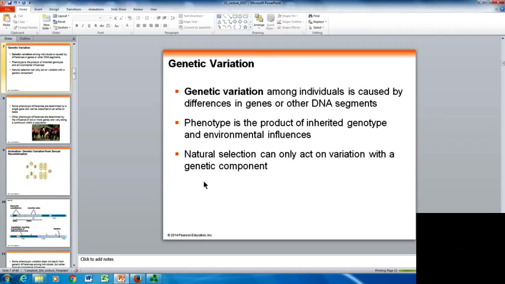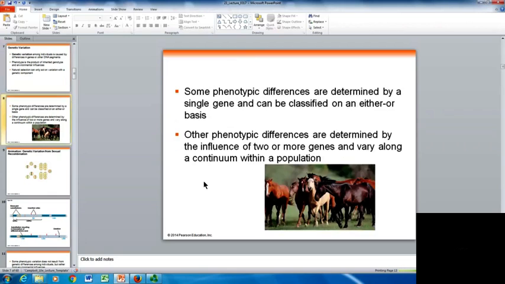So genetic variation among individuals is caused by differences in the genes or other DNA segments. Your phenotype is the product of the inherited genotype and the environmental influences. It's going to be what the organism looks like. Natural selection can only act on variations with a genetic component. So if it doesn't have a genetic component that can be passed on, natural selection won't be involved.